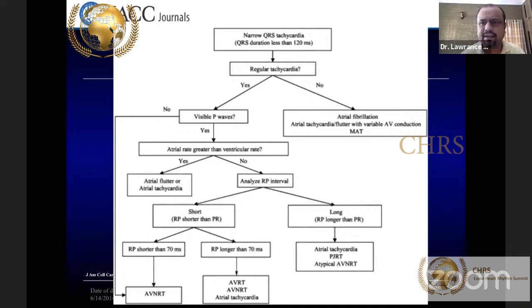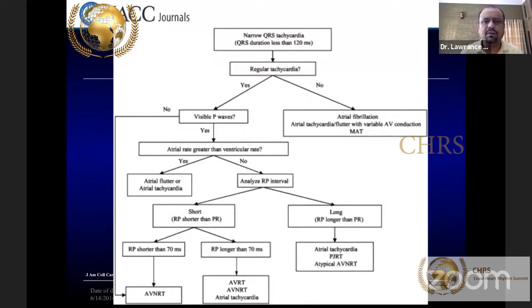You have a short RP tachycardia and a long RP tachycardia. If you see a long RP tachycardia, as I told you, the most common long RP tachycardia you are going to see is atrial tachycardia. If you see a short RP tachycardia, where your RP interval is very short, that is less than 70 milliseconds, for your understanding, it's less than 2 small squares. You are measuring your RP interval, and if it is less than 2 small squares in the ECG, that is AV nodal reentry. The explanation remains the same because your atrium and ventricle are activated simultaneously in an AV nodal reentrant tachycardia.